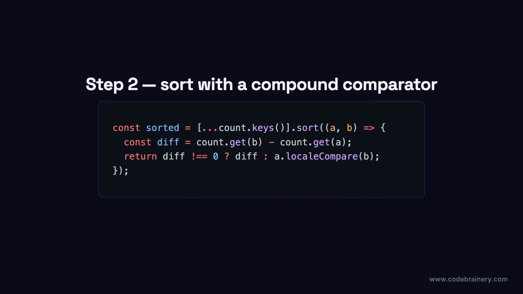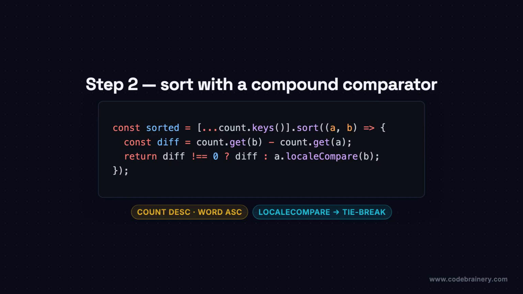Step 2, the sort. Pull the unique words out of the map. Now sort them with a compound comparator. First, compare counts. The bigger count comes first. If counts are tied, fall through to the second rule. Compare the words themselves. The alphabetically earlier word comes first. Locale string compare gives that for free.